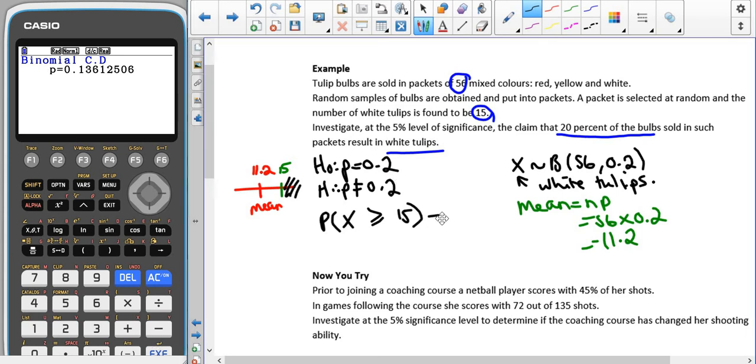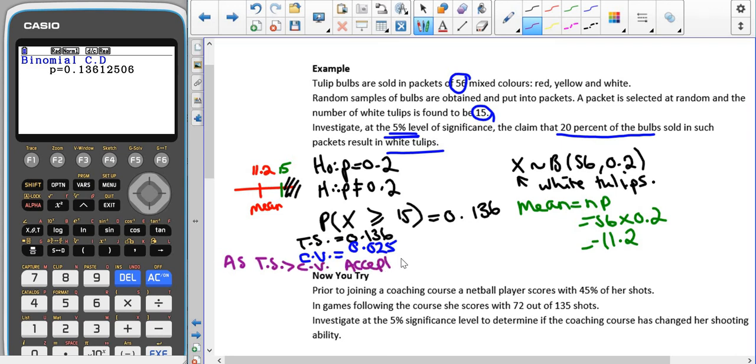So that gives us 0.136. That is our test statistic. The critical value, because it was two-tailed, is going to be half of the significance level. So half of the 5%, which is 0.025. So as the test statistic is bigger than the critical value, we're going to accept H0 at a 5% significance level.